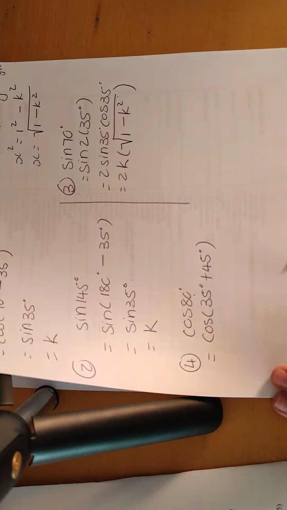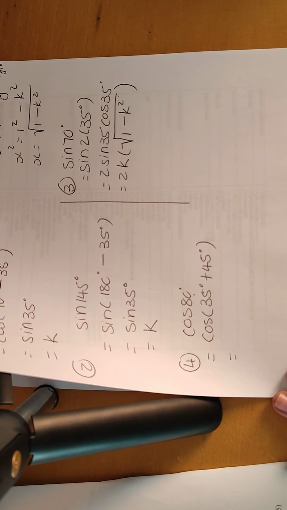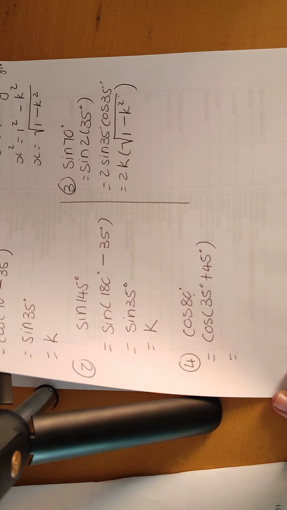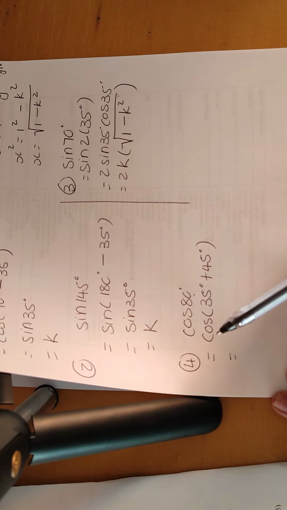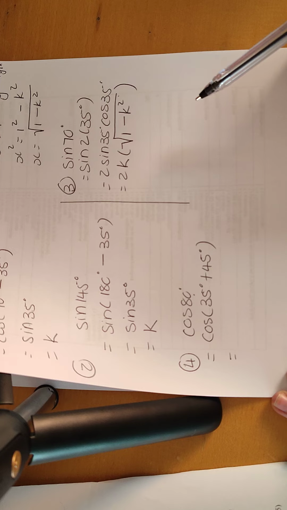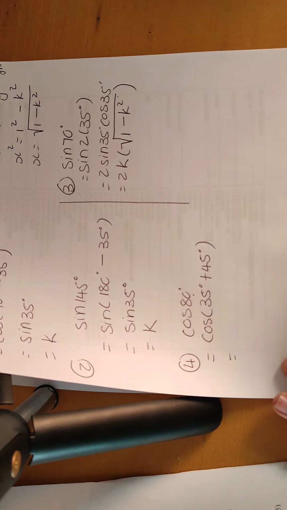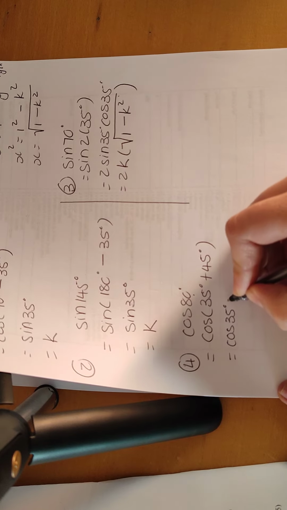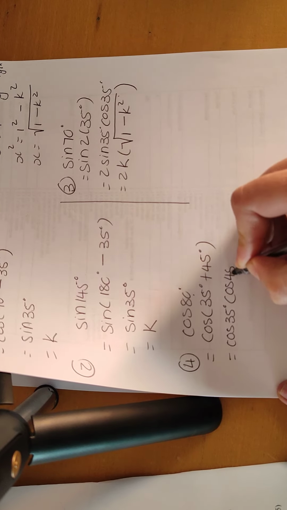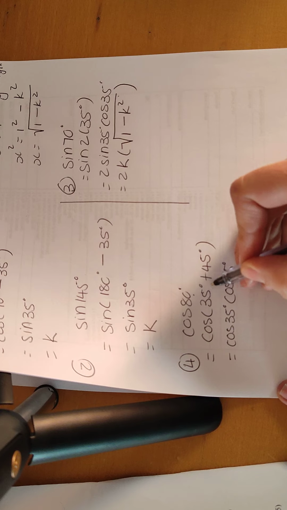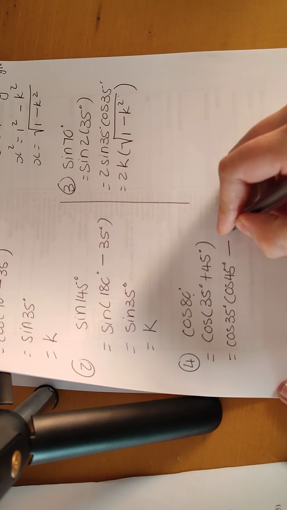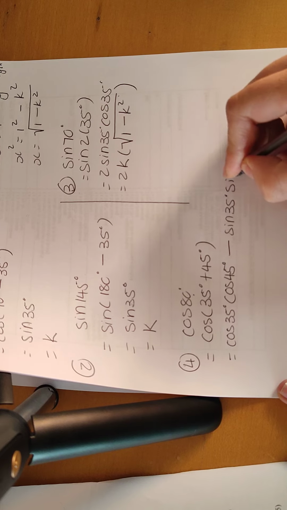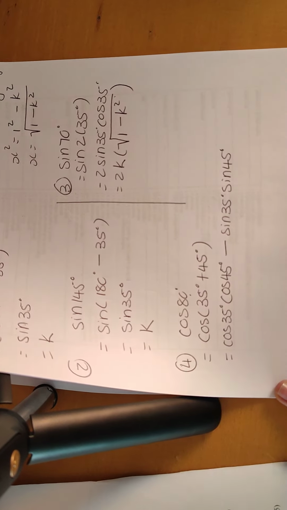Okay, now we can go. We have a rule for cosine. So remember, with cosine, we change the sign. But with cosine, it's cosine cosine, sine sine. Do you guys remember that rule that we did in class? So this is then cosine 35 degrees, cosine 45 degrees, change minus sine 35 degrees, sine 45 degrees.